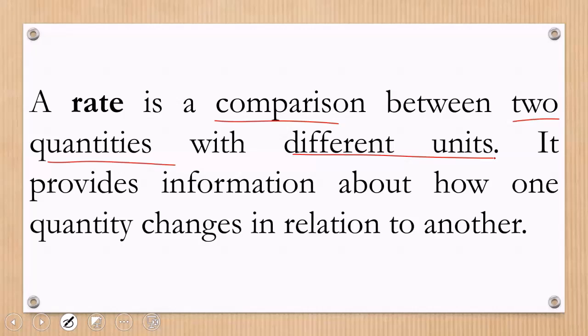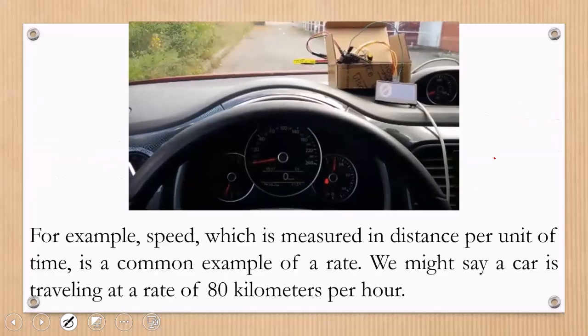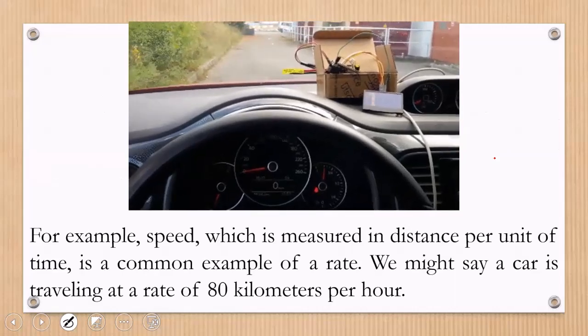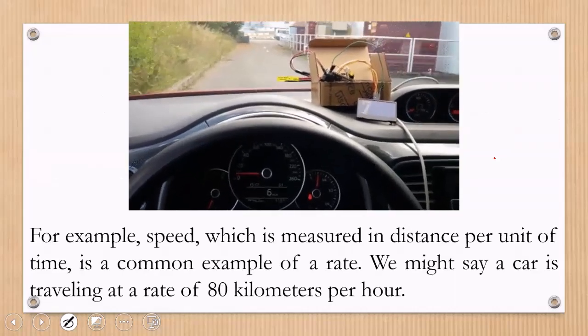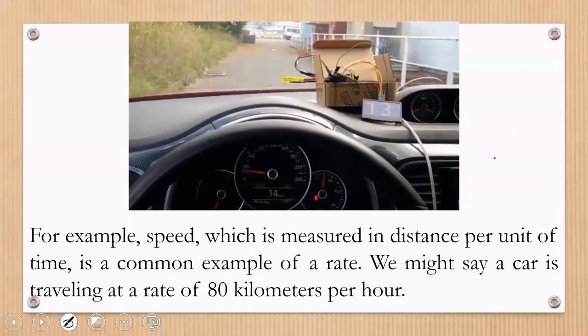Now, when we pick two quantities and we want to compare them and they don't have the same unit, then we can use rate to do that. It provides information about how one quantity changes in relation to another. Let's take, for example, speed, which is measured in distance per unit of time.